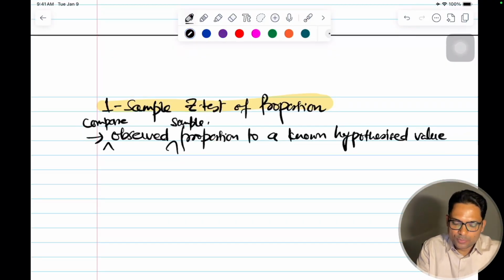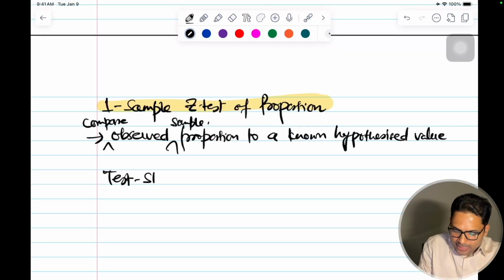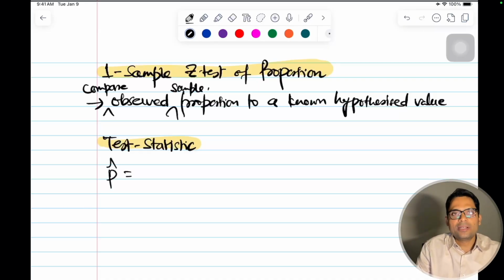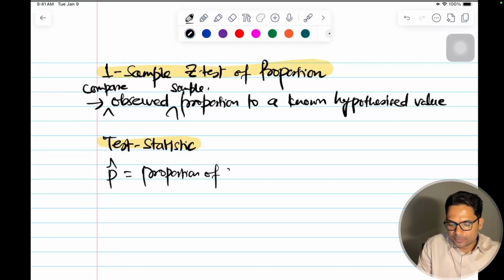So next thing is the test statistic. What will be the test statistic for this? Like we had for the t-test, all the tests will have a test statistic. It is called z, because it's a z test, so it will be similar. Let me define all the terms. P hat we have defined: this is the proportion of success, equal to x by n.